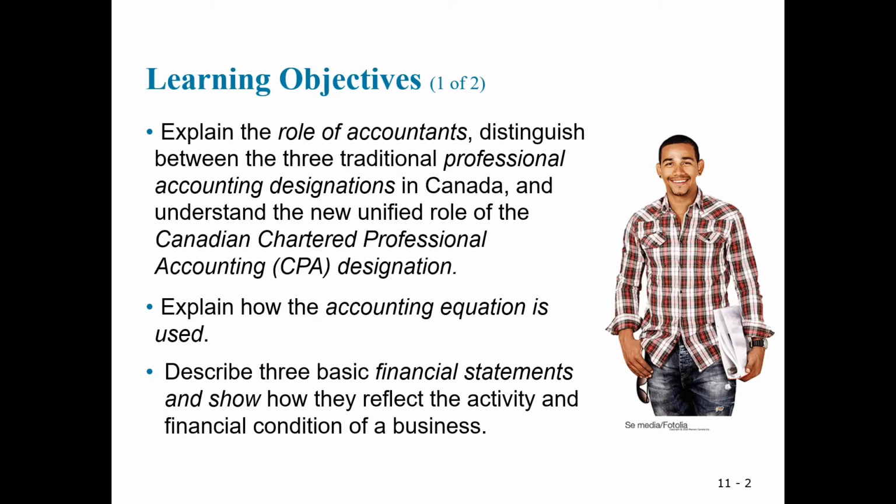The learning objective of today's lesson is that at the end of this lesson, you will be able to explain the role of accountants, distinguish between the three traditional professional accounting designations in Canada, and understand the new unified role of the Canadian Chartered Professional Accounting (CPA) designation. Explain how the accounting equation is used. Describe three basic financial statements and show how they reflect the activity and financial condition of a business.